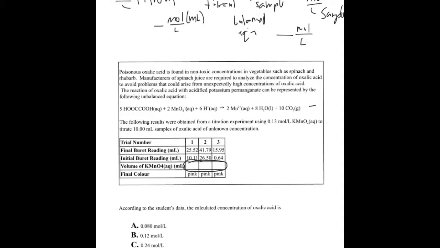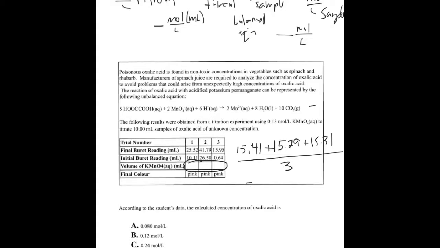So we want to know the difference that's been added in each. It's 25.52 minus 10.11. So I have 15.41 mils in the first one. And then I have 41.79 minus 26.5. I have 15.29 in the second, and then 15.95 minus 0.64, and then 15.31 in the third. If I add those together and divide by 3, then I have my average volume.